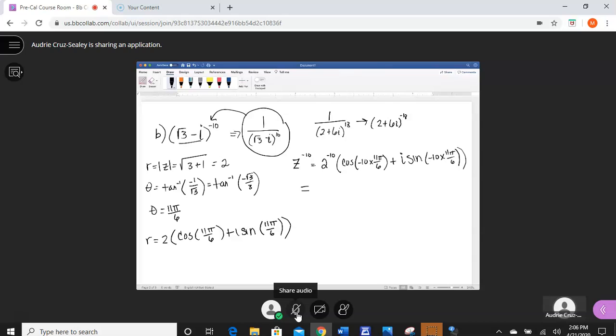Now remember, 2 to the negative 10th power is the same thing as 1 over 2 to the 10th power. Same thing. And 2 to the 10th power is 1024. That's what I got. Cosine of, oh my gosh, I don't know. Negative 55 pi over 3. Okay, well, negative 110 pi over 6.